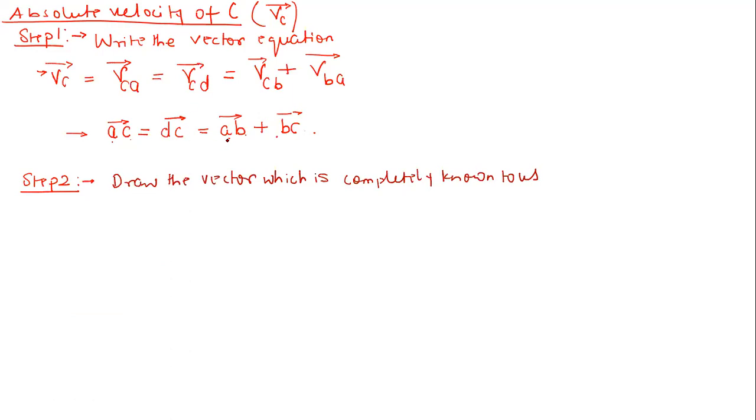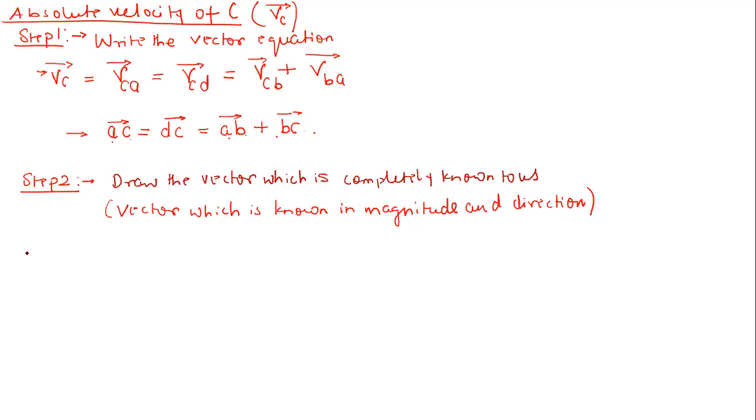So this is your vector equation. Now in this equation, tell me which vector is completely known to you. VBA or VCB or VCA, which vector? VBA. Very good. Completely known means the vector is known in magnitude as well as direction. That means you should know the magnitude as well as the direction of that vector. So here we can easily guess that this VBA vector is that vector.